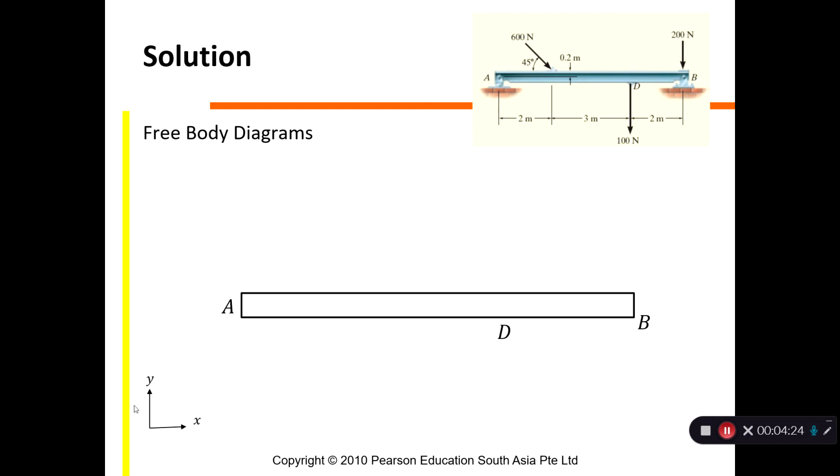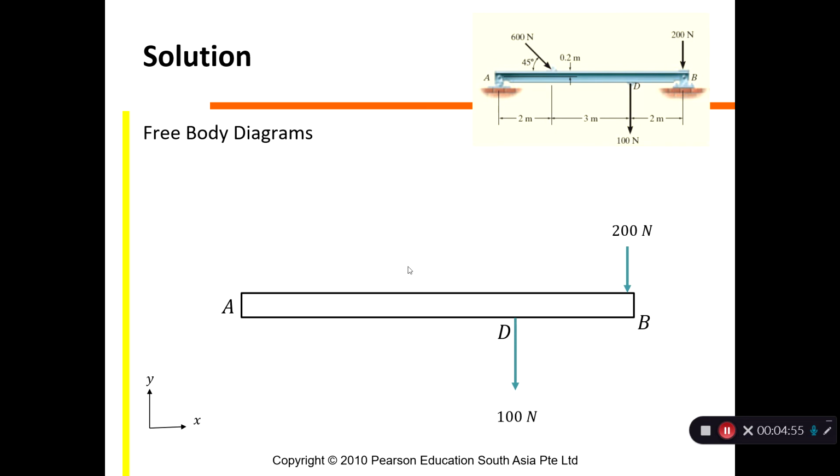Then we establish our X and Y axes. Alright, so let's put the forces down. Here we have the 200 Newton force, and then here we have the 100 Newton force. These are all given in the question. For now, we are neglecting the weight because that's what the question told us to do, so we don't have to include the weight. And the 600 Newton force. You can just leave it as 600 Newton at this angle.